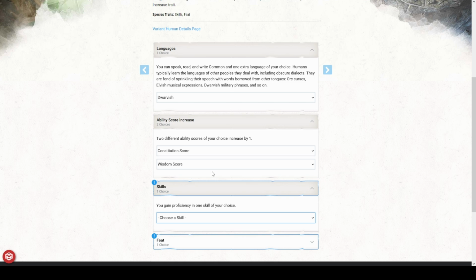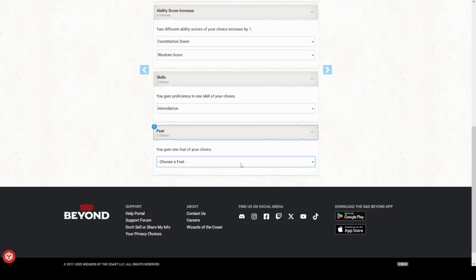It tells you what you got from your background, so you don't double pick. It's one of the fun features about this website. We'll go with intimidation in case we need to bully someone. Feats. These are fun. These are the feats. These change how you work as a character. These are huge changes in the functionality of your character and skills and stuff.